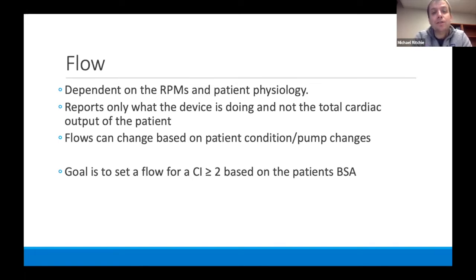And the flows can change based on the conditions. So if the patient changes, the flows can drop or the flows can increase even on the same RPMs. And the goal is to set a flow for a cardiac index greater than 2 based on the patient's body surface area. So cardiac index is your cardiac output divided by your body's surface area, and that helps normalize everything. Ideally your cardiac index should be greater than 2.2, which is what a lot of sources say, but typically we'll look to get it at a cardiac index greater than 2 as a set flow through the pump, and then anything that the heart can do above that can be beneficial.